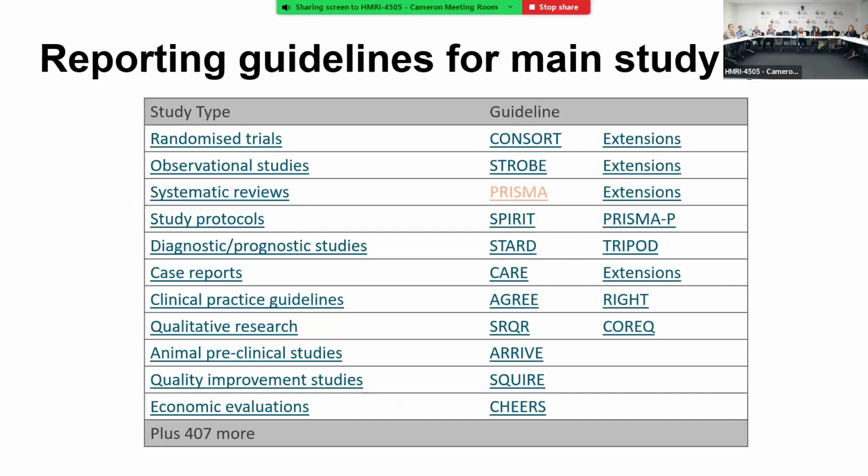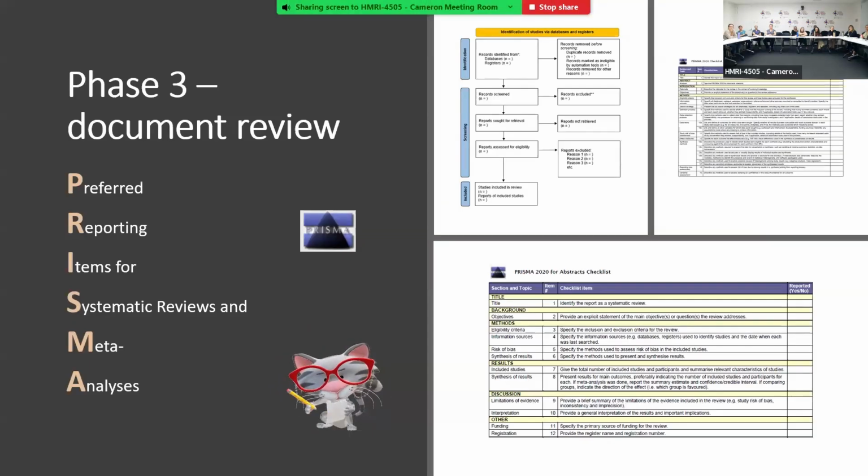Reporting. Okay, so nearly there, guys. In terms of reporting the main study results, there are reporting guidelines for every kind of study. Go and check them out, they're awesome, but the one we're going to look at today is the PRISMA reporting guideline. So this is what it looks like.